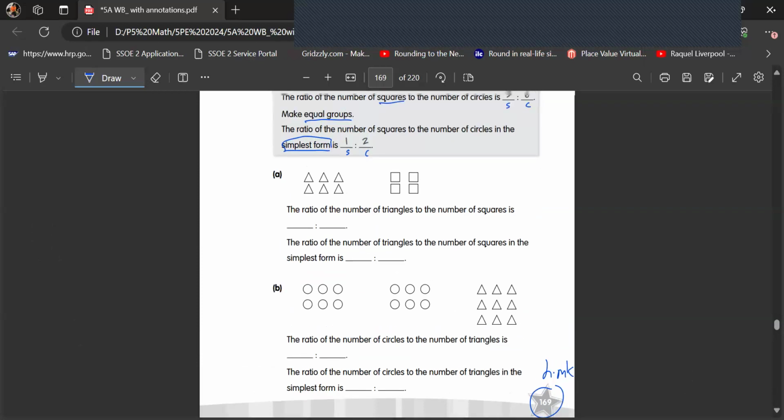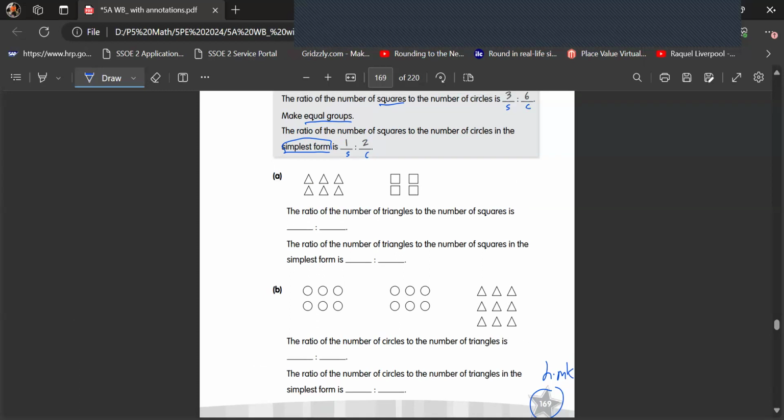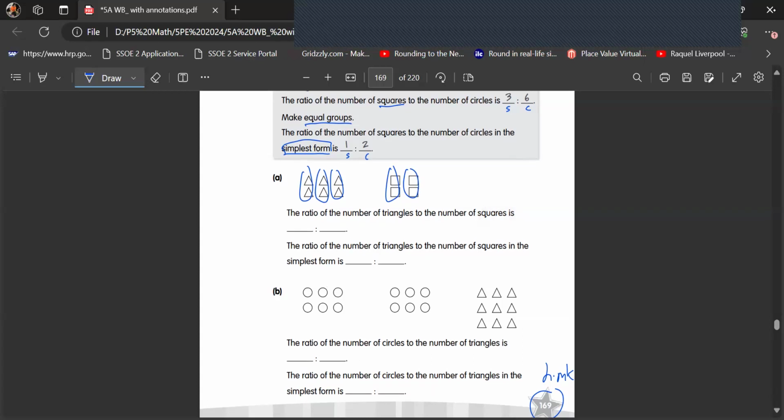The key idea is, I find the easiest way to group this. I make equal groupings out of this. So instead of 6 triangles to 4 squares, I can go 3 to 2.